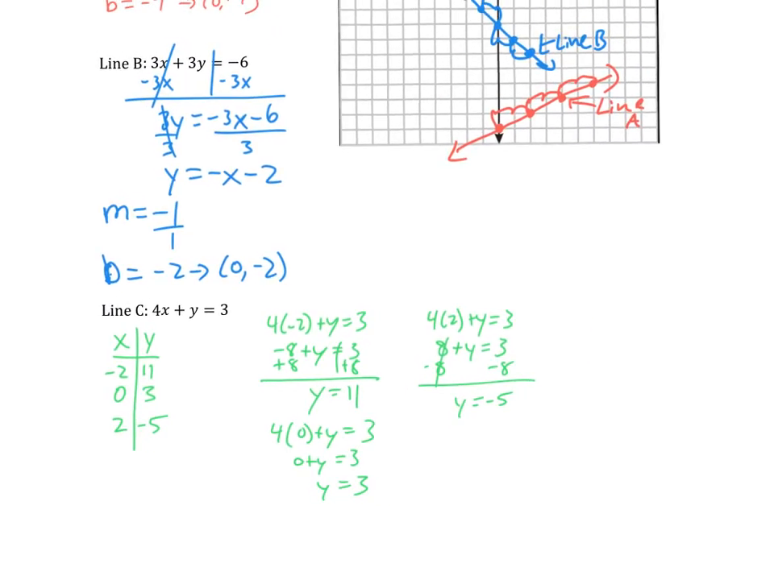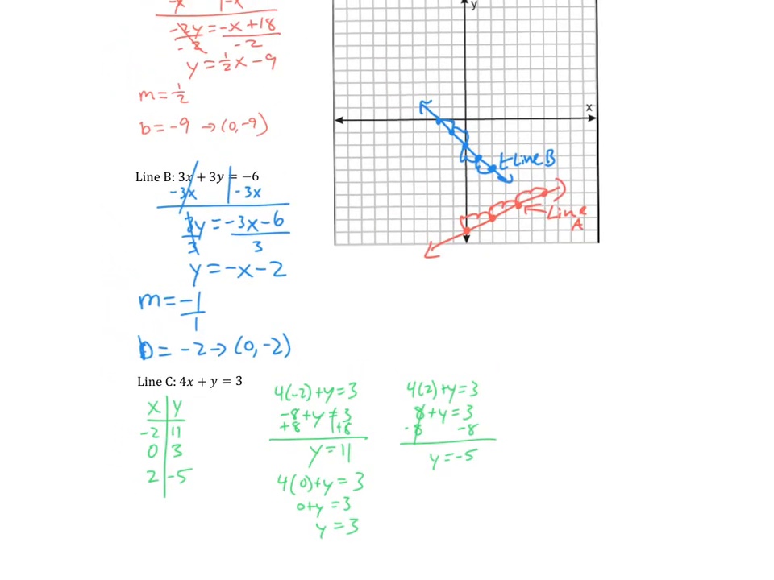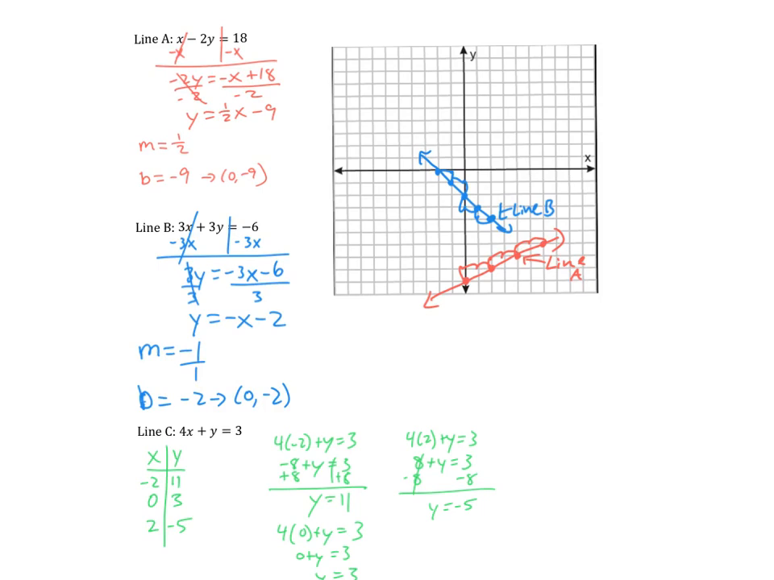Okay, and now I can plot those points and graph my line. So I'll have (-2, 11). -2, 1, 2, 3, 4, 5, 6, 7, 8, 9, 10. And we're just slightly above the graph there, but that's okay. And then I have (0, 3) and (2, -5). 1, 2, 3, 4, 5. So we're going to cross over some of our other lines there, but this is our line C. And we graphed that by making a table of values.